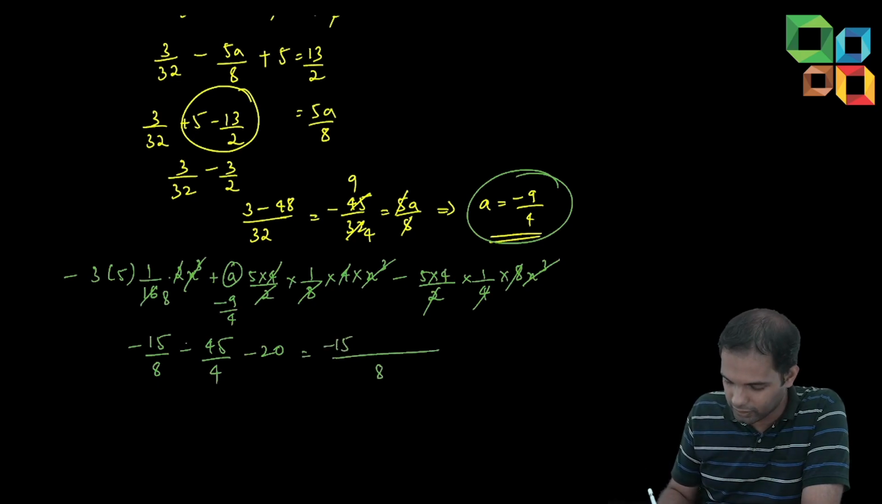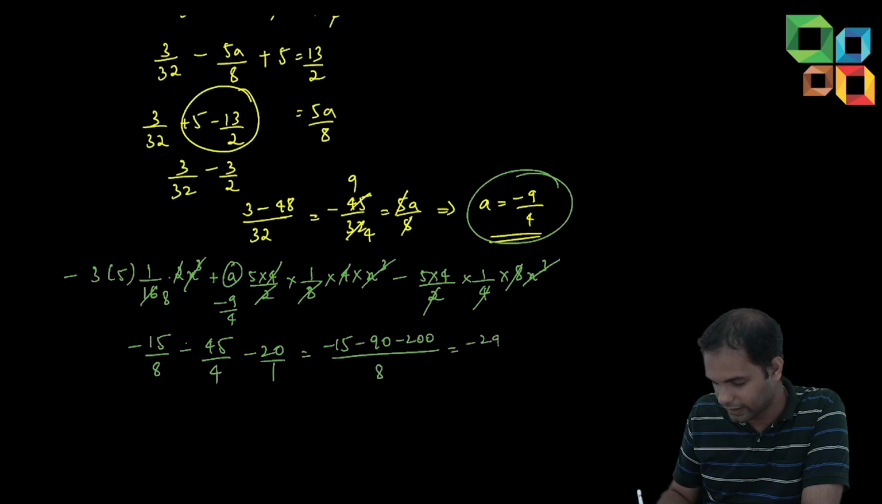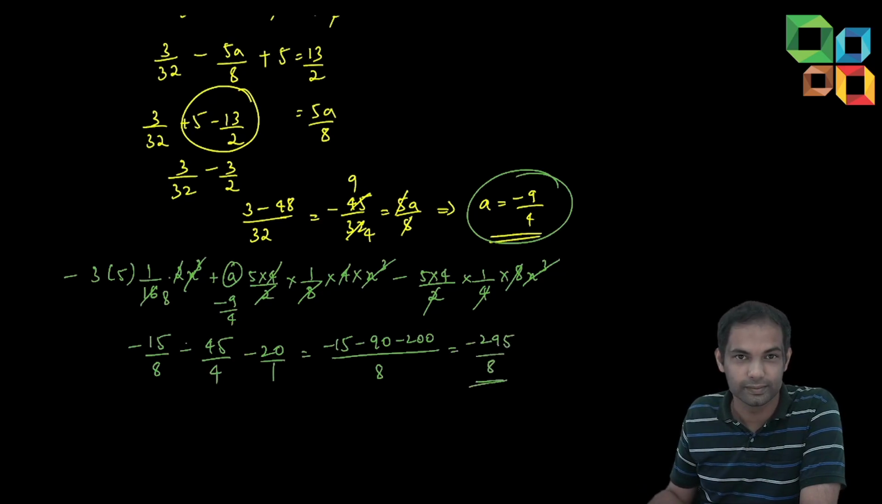4 into 2 is 8. So this becomes minus 90. This denominator is 1. So into 8 I have to do, right? 20 into 8 is 200. So minus 200. All are negative. So minus 295 by 8. So this will be your final answer.